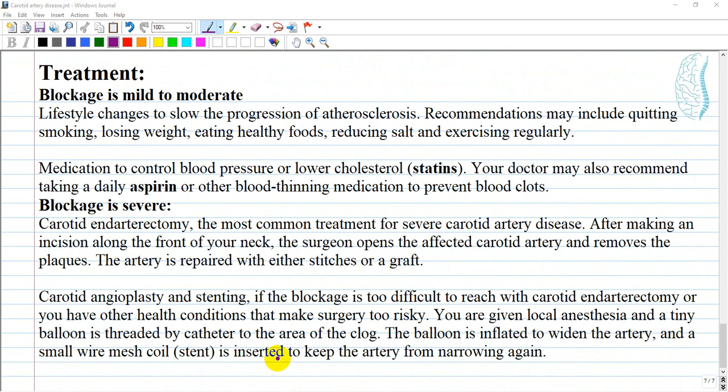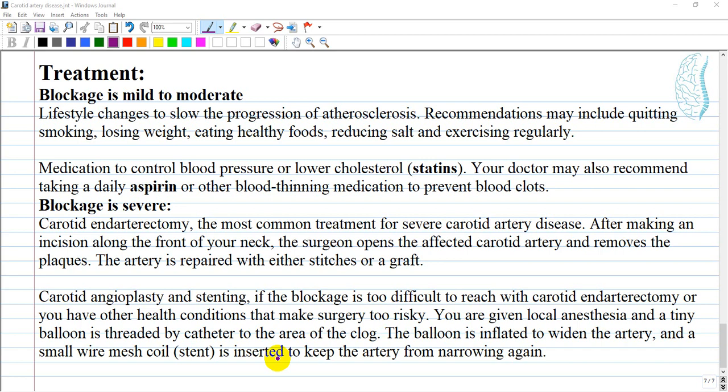Treatment: the goal of the treatment is to prevent stroke. Specific treatments depend on the extent of blockage and stenosis of your carotid arteries. If blockage is mild to moderate, recommendations are lifestyle changes to slow the progression of atherosclerosis. Recommendations may include quitting smoking, losing weight, eating healthy foods, reducing salt, and exercising regularly. So it's mostly a prevention method of treatment.